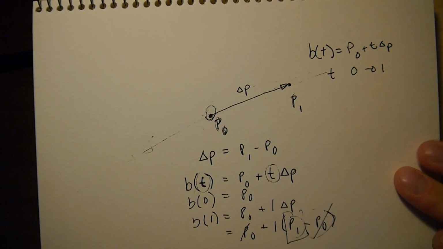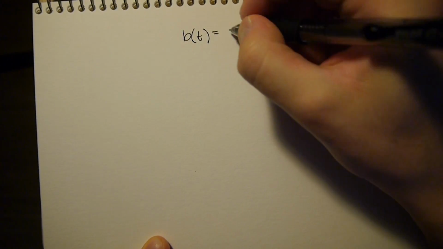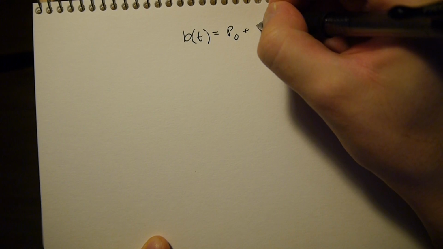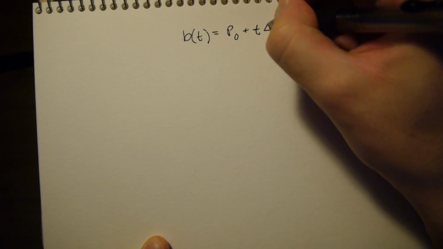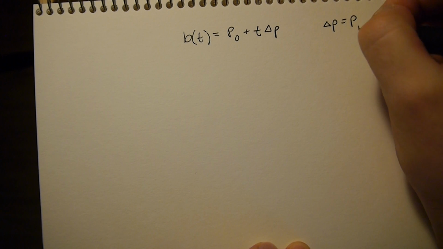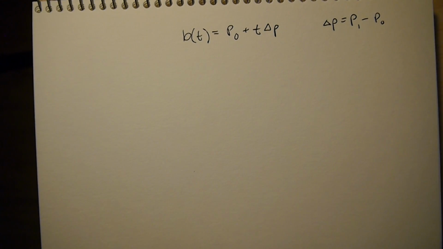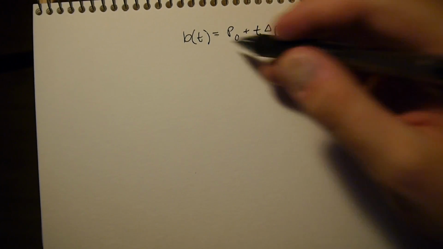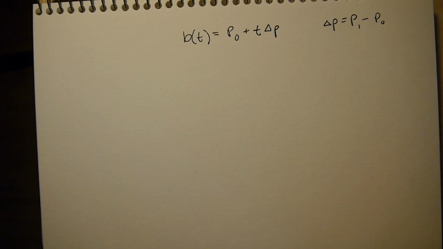Alright, so let's take a look at this b of t that we just constructed. We've got b of t equals p0 plus t times delta p. Well, I said that this delta p was just p1 minus p0. So what I want to do is look at this equation and see what happens if I get rid of the delta p so that I can express it entirely in terms of the input points.